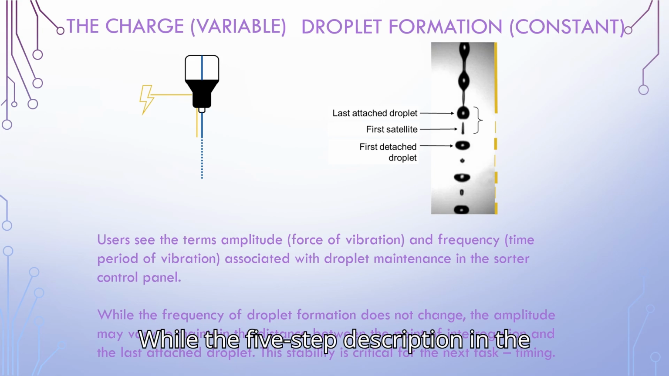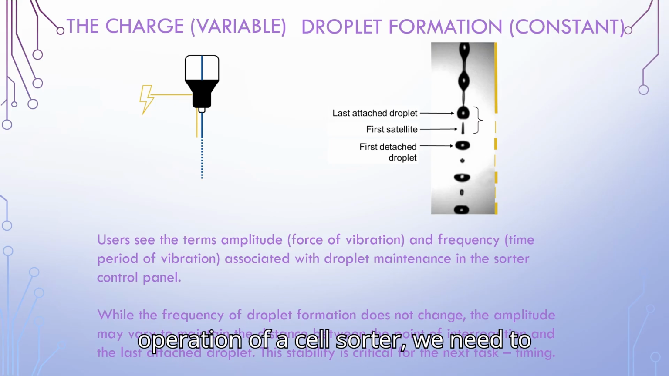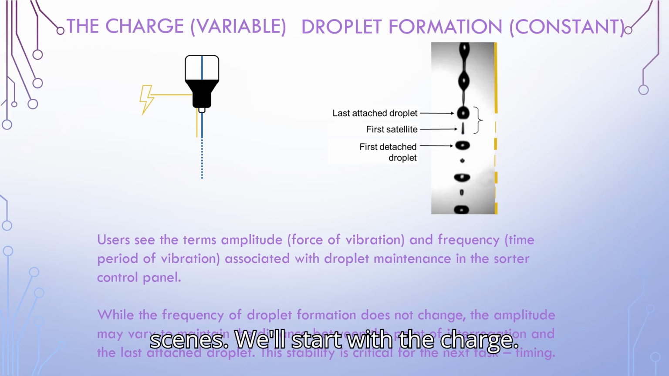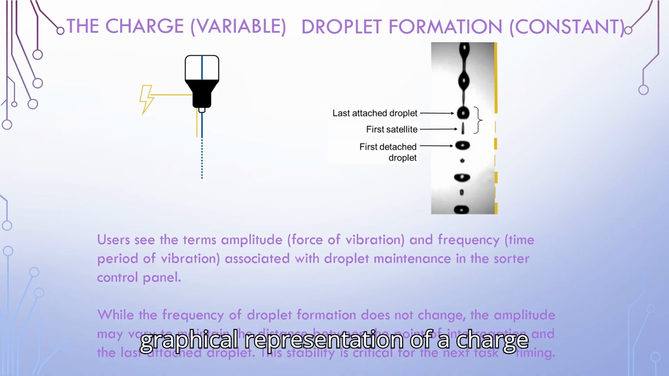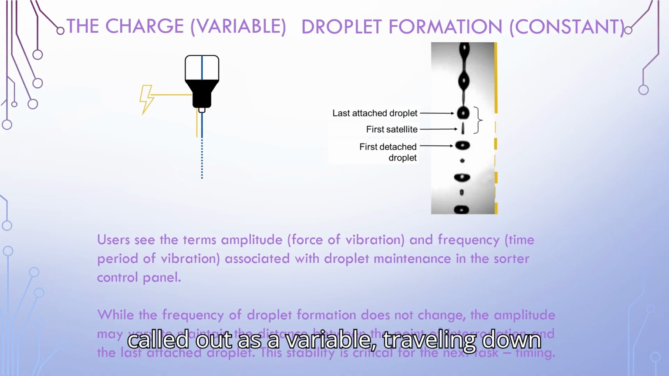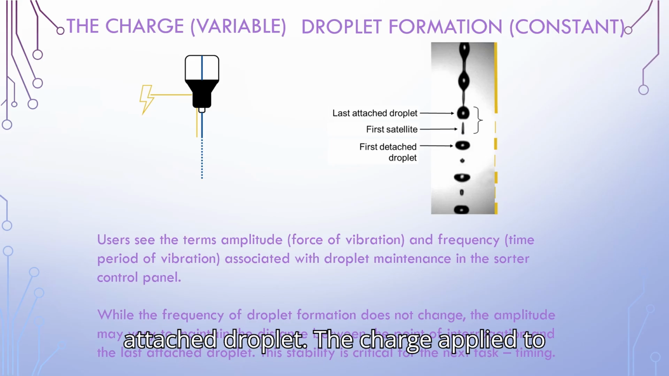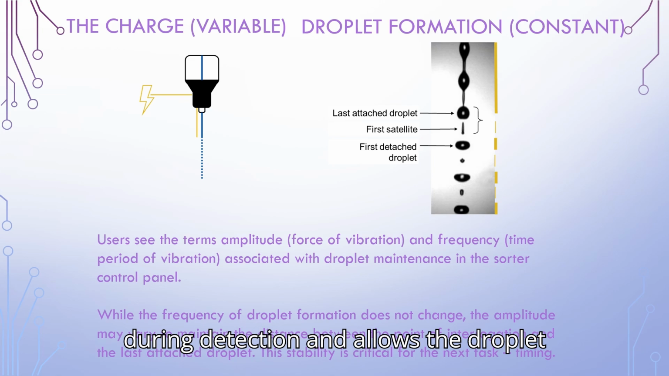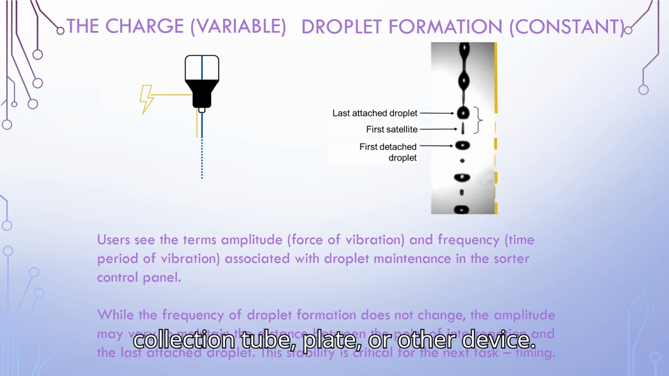While the 5-step description in the previous slide summarizes the operation of a cell sorter, we need to dive into the subsystems to really understand what is happening behind the scenes. We'll start with the charge. In the picture on the left, we see the graphical representation of a charge called out as a variable, traveling down the stream and arriving at the last attached droplet. The charge applied to the stream corresponds to the decision during detection and allows the droplet containing a target cell to deflect within the electrostatic field into a collection tube, plate, or other device.